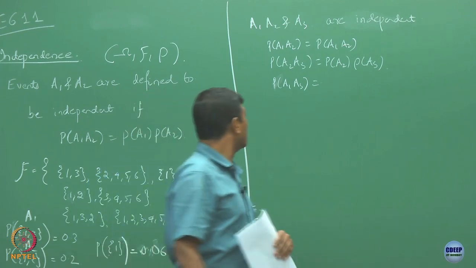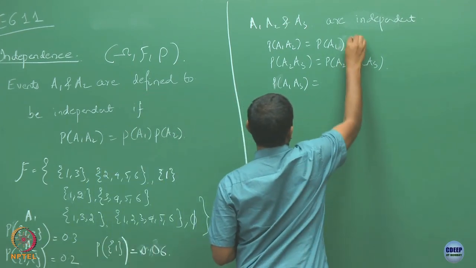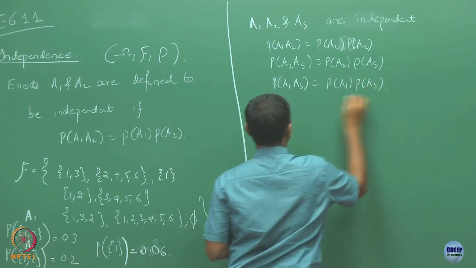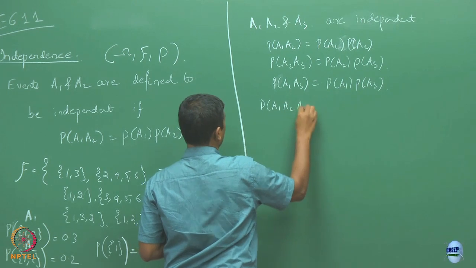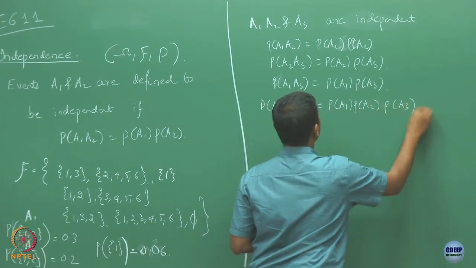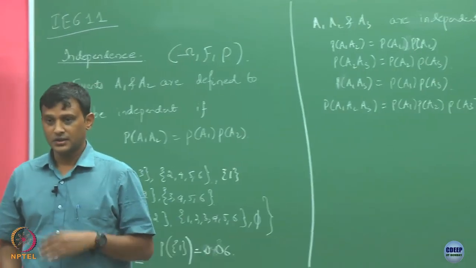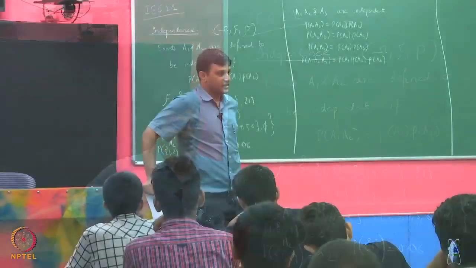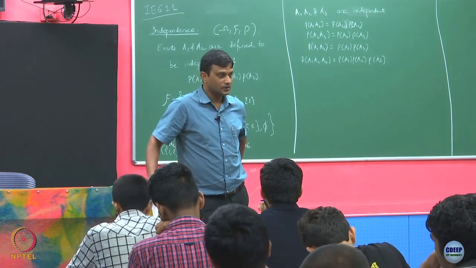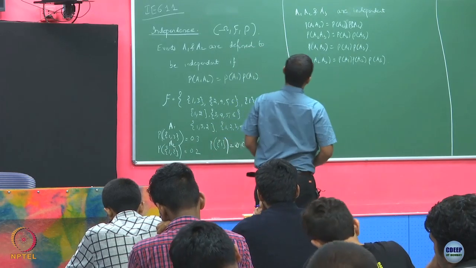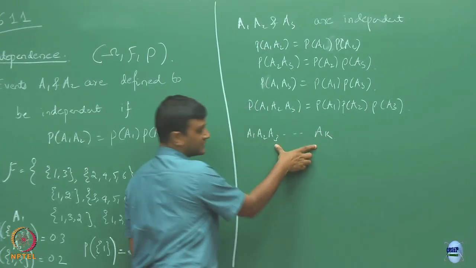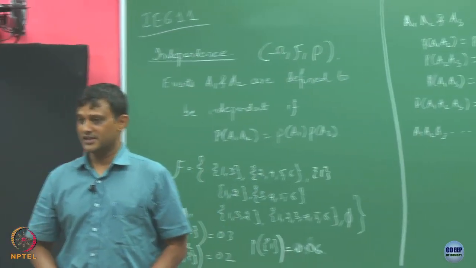A1. If all these conditions hold, then we are going to say that the events A1, A2 and A3 are independent, okay. So, suppose now I want to extend it to A1, A2, A3 all the way up to AK, these many sets are there. What do you think the independence of these many events means?